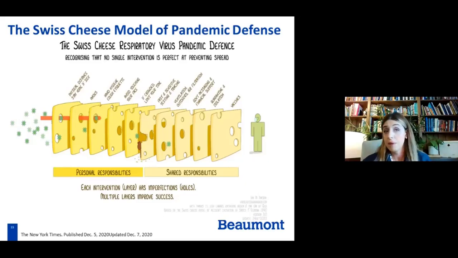We haven't really been back to normal since last March. And the additional layer is the vaccine. So having more of these layers and following them appropriately will decrease the risk of an infection.